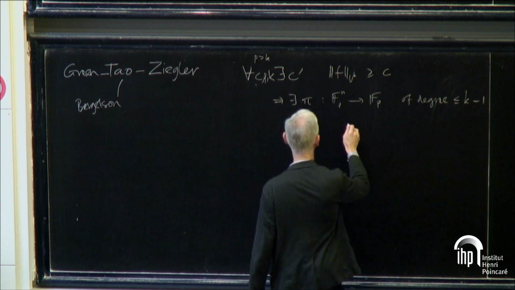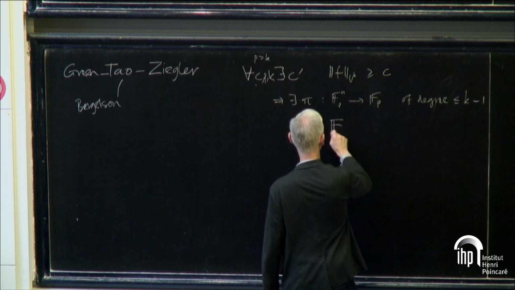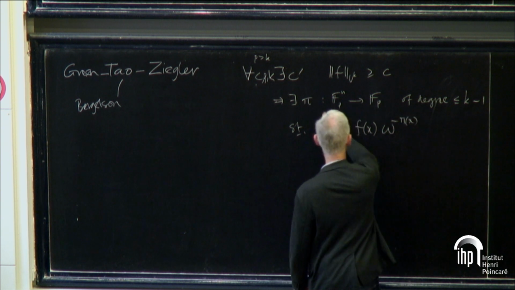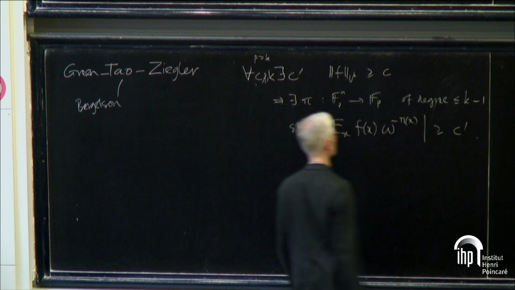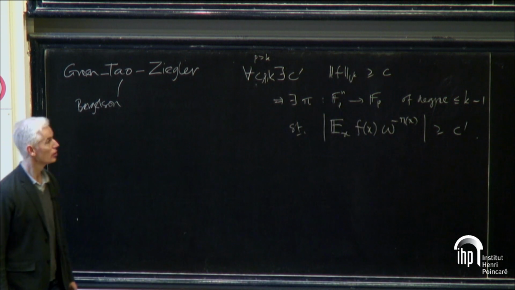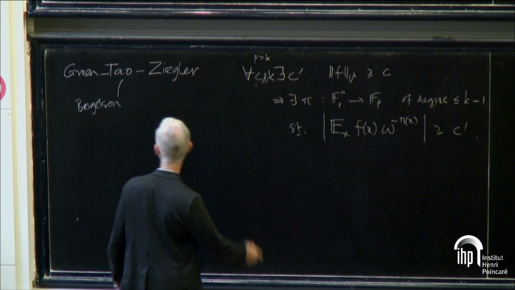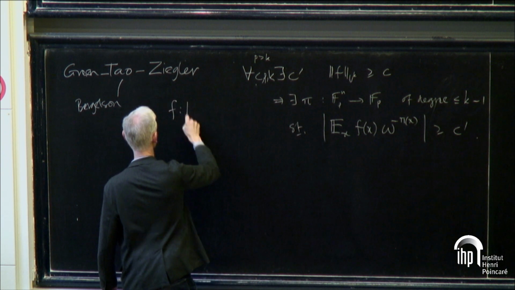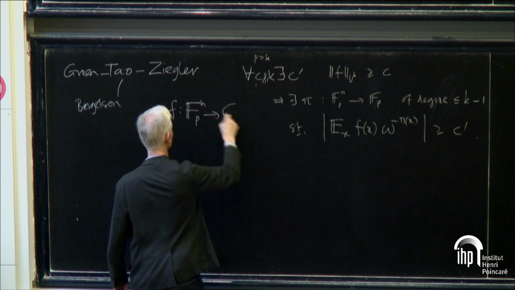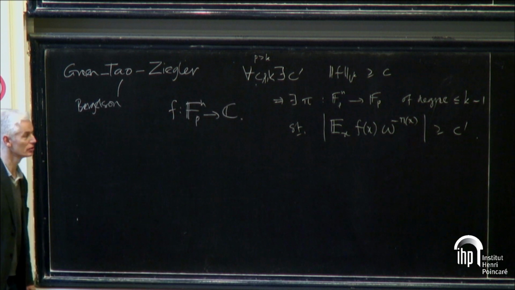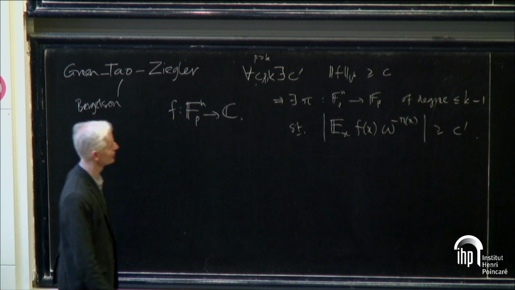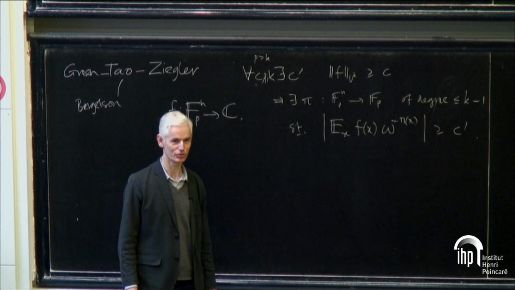Sorry, I didn't say: f is a function from Fp to the n to the complex numbers. So here we have a very nice clean statement. So it's tempting to think that the proof should be, well, a lot easier. And in some ways it is.